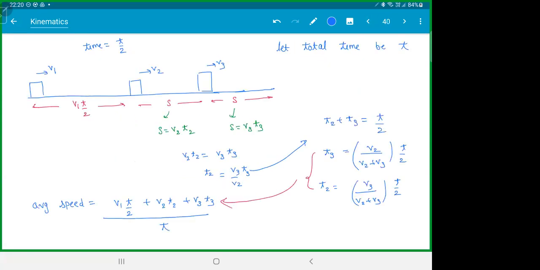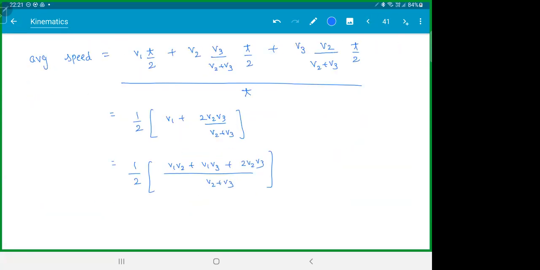So the main thing is getting t3, t2 in terms of t and putting it in the formula. Clear, everyone? Easy? This is a lengthy problem. It is not tough. Just brute force. Clear? Can I go ahead?